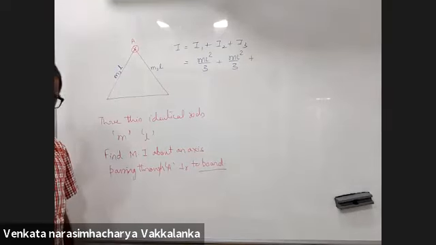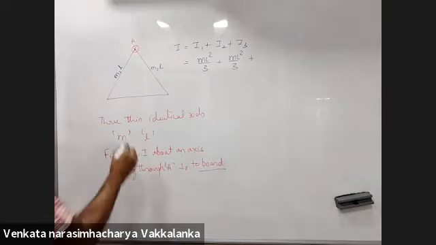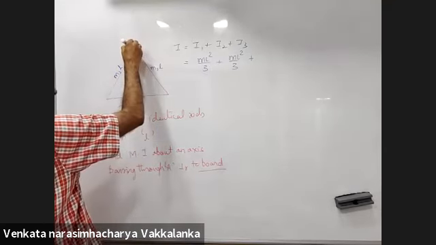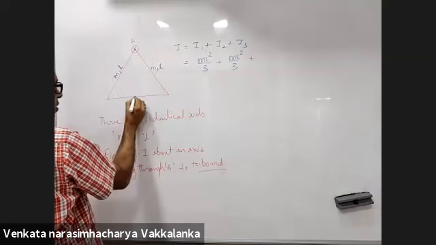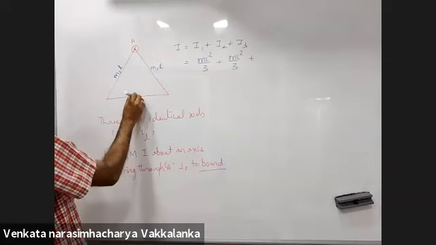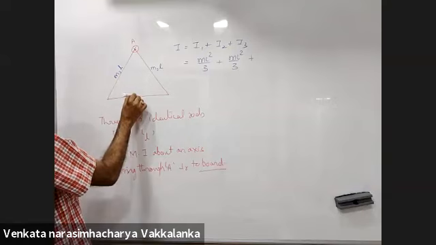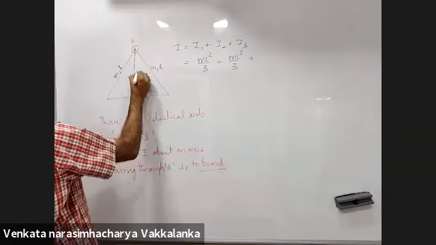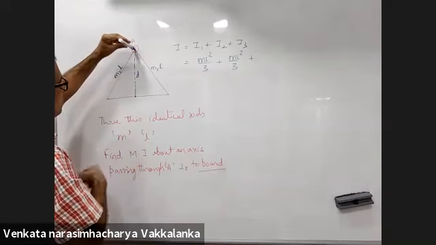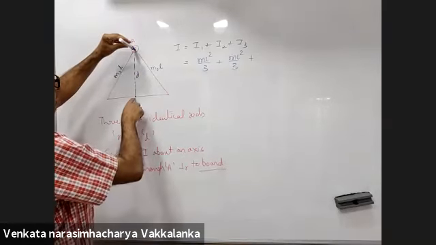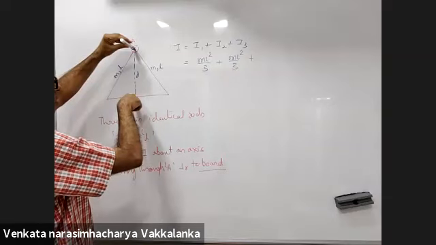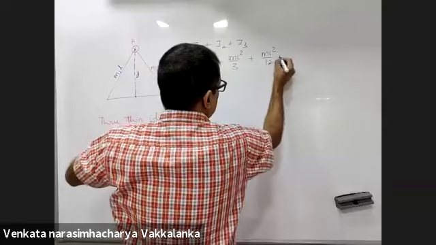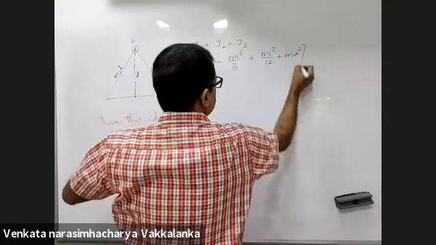Now the only trouble is the moment of inertia of this rod about this axis. First I will find out about this axis. I know that it is ml square by 12, and this is B. I translate it using the parallel axis theorem. This must be an axis passing through the center of mass. So ml square by 12 plus m into d.